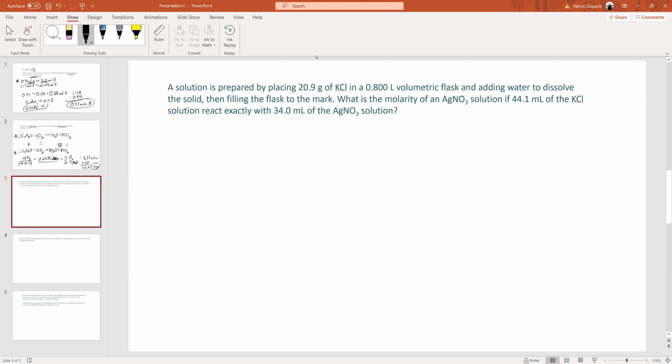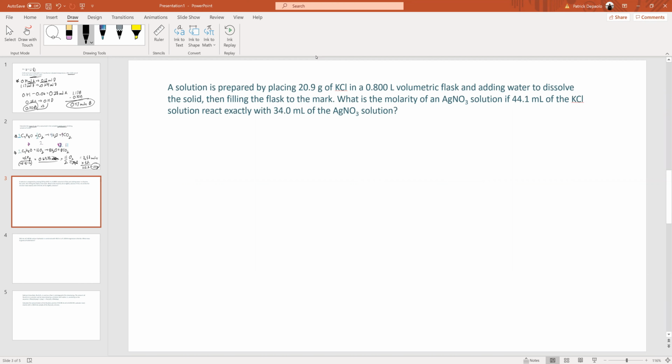What is the molarity of the silver nitrate solution if 44.1 milliliters of KCl solution reacts exactly with 34 milliliters of the silver nitrate? So there's a lot of things we can do. First, if you're seeing these grams and you're seeing the volume, you can think, let's calculate the moles and the molarity, that's a good idea. Also, since we're having a reaction, we can write the balanced equation.